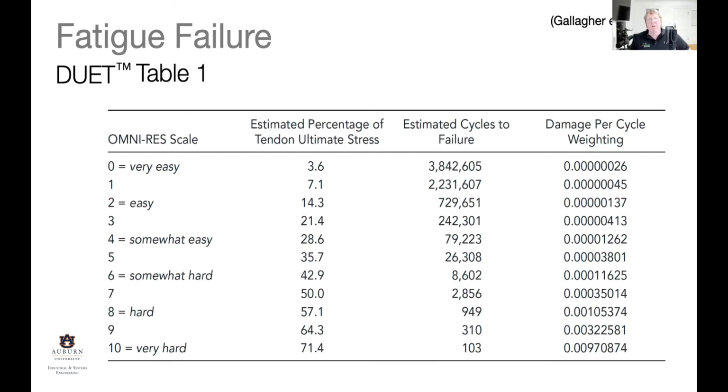Here's Table 1 of the DUET model, distal upper extremity tool. And you can see the OMNI-RES scale, a subjective rating scale, and it shows the estimated cycles to failure, and then the damage per cycle weighting.